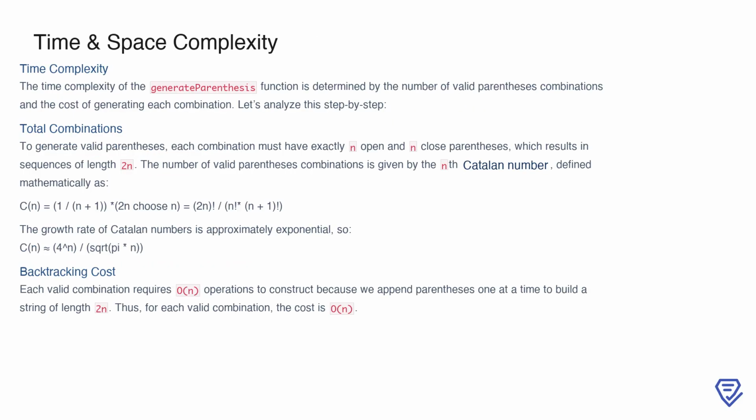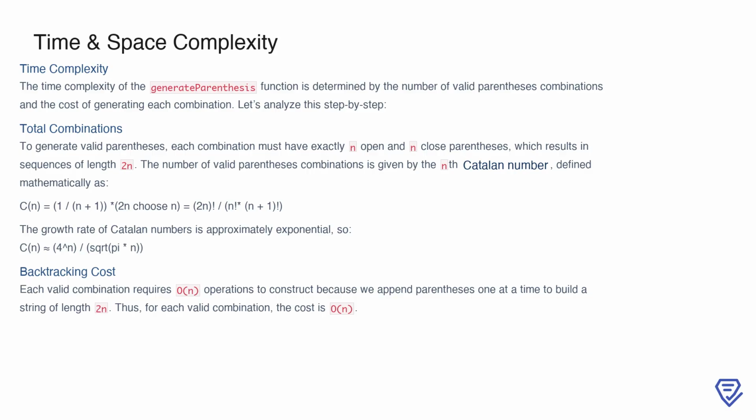To analyze the time complexity of the generate parenthesis function, we begin by considering the number of valid combinations and the cost of generating each one. Each valid combination consists of exactly n open and n close parentheses, forming sequences of length 2n. The total number of such combinations is defined by the nth Catalan number, mathematically expressed as C(n) = 1/(n+1) * (2n choose n), or equivalently, (2n)! / (n! * (n+1)!).